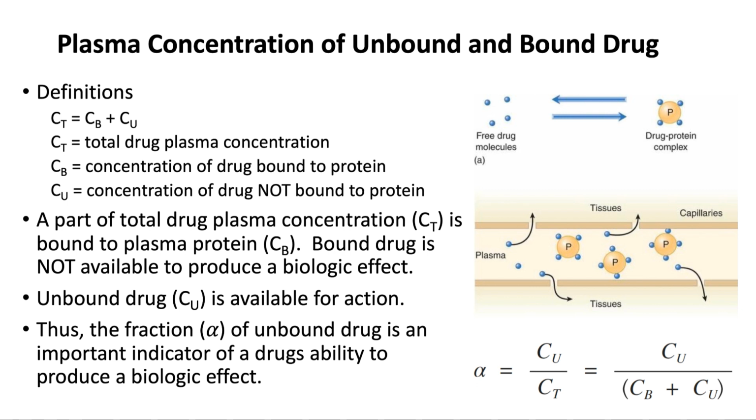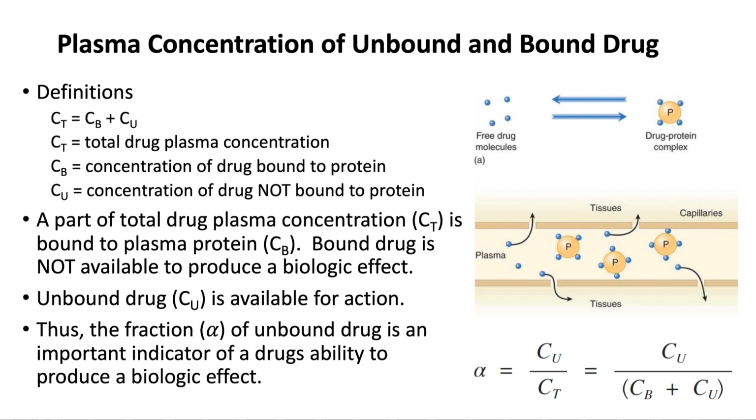Therefore, a drug with a relatively high plasma protein binding rate, that is, most of the drug is bound to plasma proteins, means that there is less free drug, meaning there is less ability to produce a biologic effect. Conversely, a drug with a very low plasma protein binding rate would have a greater ability to leave the plasma to produce its biologic effect.